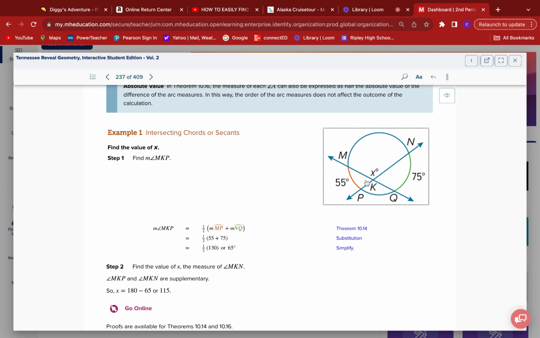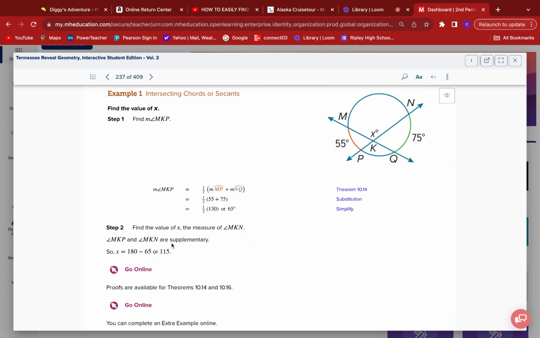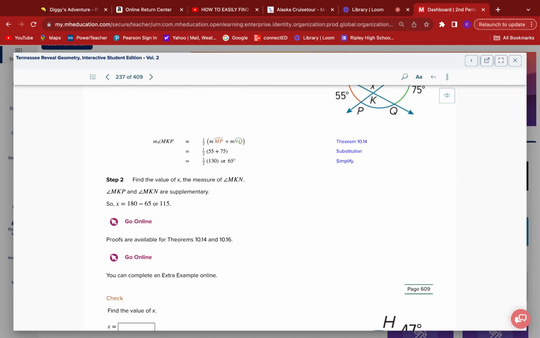However, that would be this angle and its vertical angle that are 65. That is not the measure of angle X, because what it gives us is the angle of the arcs 75 and 55. So 65 degrees is the angle adjacent to the X. So step number 2 is you're going to take 180, because angles that form a straight line are supplementary. Subtract the 65 degrees, and you end up with angle X, which is 115 degrees. So your answer is 115 degrees for example number 1.